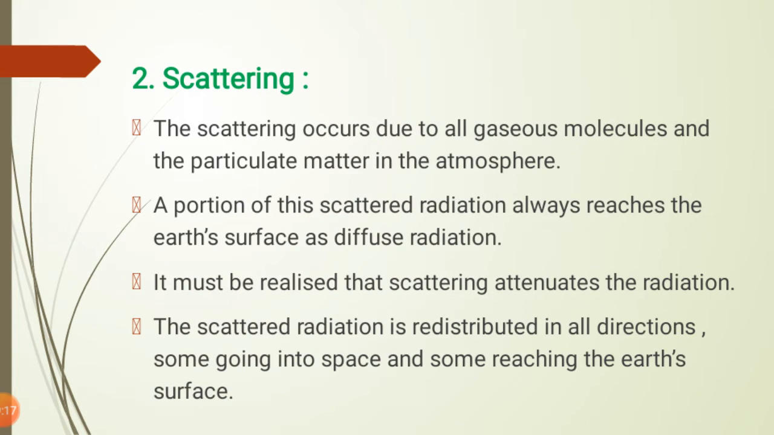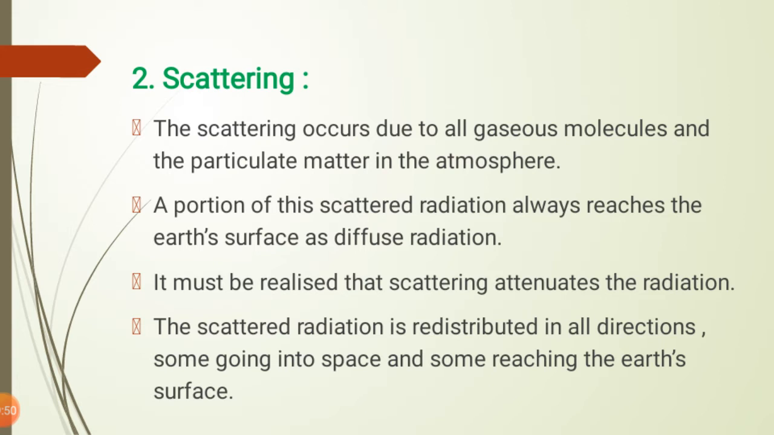Now the second mechanism is scattering. Scattering occurs due to all gaseous molecules and the particulate matter in the atmosphere. Scattering occurs due to gas molecules like carbon dioxide, oxygen, methane, and the particulate matter in the atmosphere. The radiation is scattered in different directions. A portion of this scattered radiation always reaches the Earth's surface as diffuse radiation.